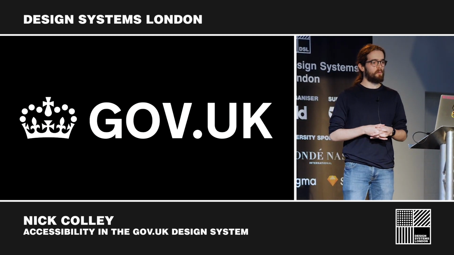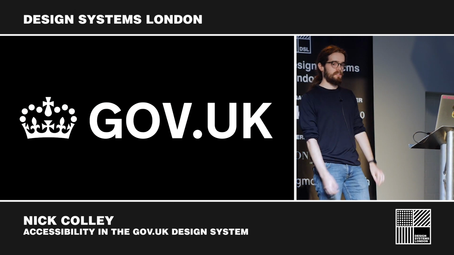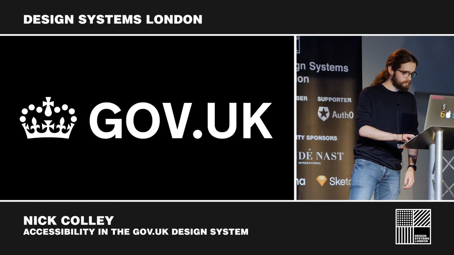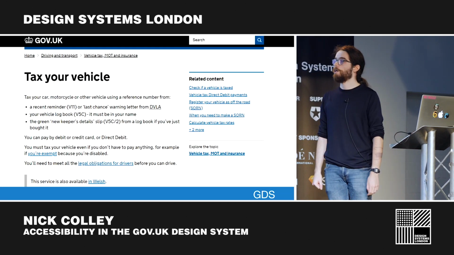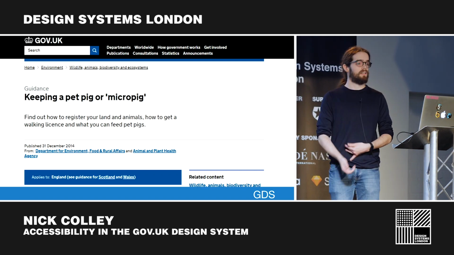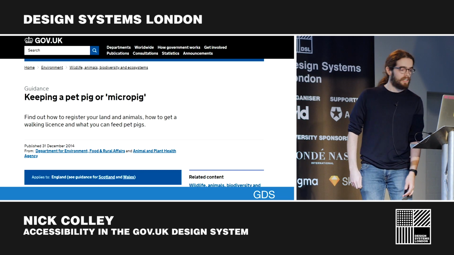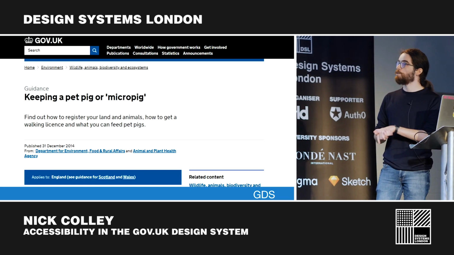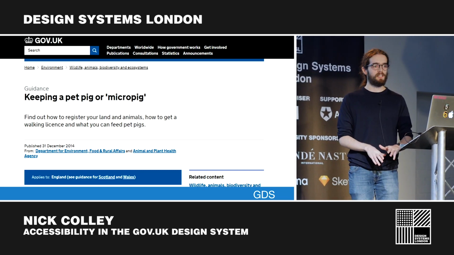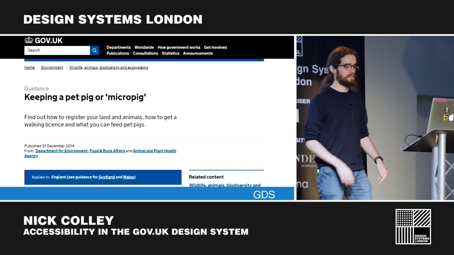I thought that there'd be more people who live in the UK, so maybe you've not used our services, but if you are, you might have used it to tax your vehicle, maybe to check guidance on keeping a micropig. I was new to this guidance, but actually, if you want to keep a micropig, you're basically a farmer, so you can't walk your pig without a license.